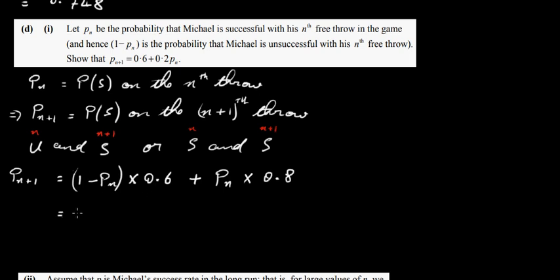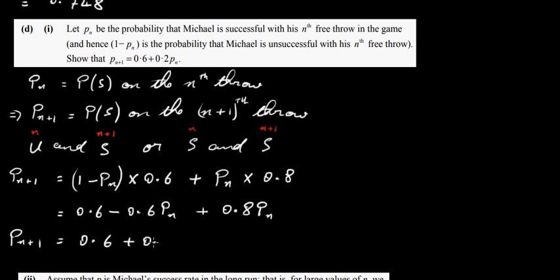Well, we've got 0.6 times 1, which is 0.6. We have minus 0.6 times Pn. We've got plus here 0.8 times Pn. Now here we just end up with a 0.6, that's exactly what we needed, and here we got our Pn plus 1. Now we've got a minus 0.6 Pn plus 0.8 Pn, that's just plus 0.2 times Pn, and that's exactly what we were asked to find.